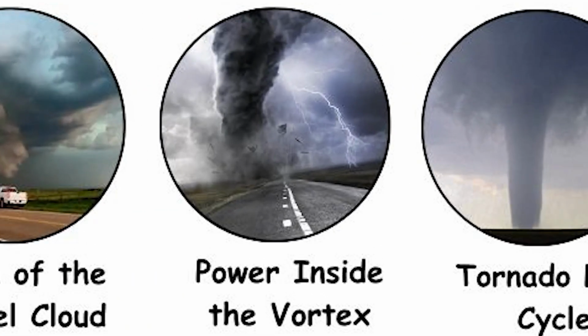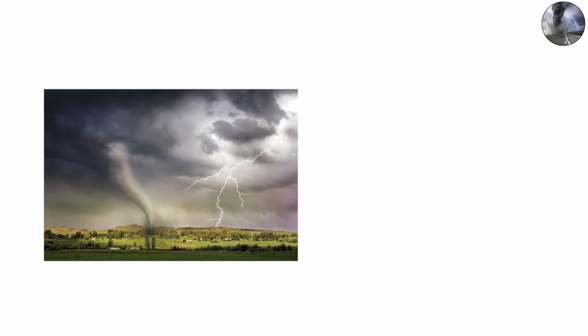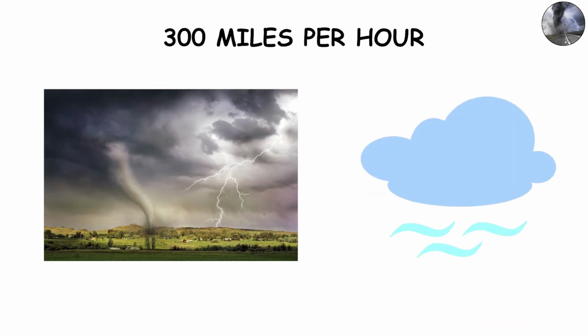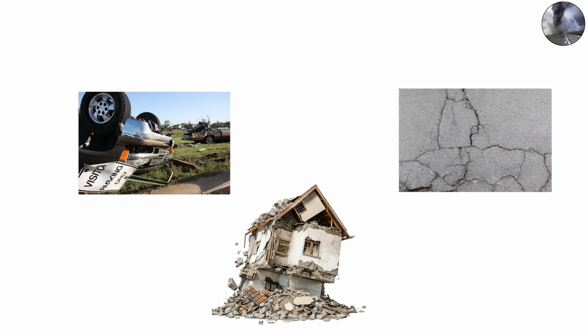The power inside the vortex. Inside a tornado, the physics become extreme. At its center lies the vortex core, where air pressure is at its lowest and wind speeds are at their highest. In the strongest EF5 tornadoes, winds can exceed 300 miles per hour, powerful enough to lift vehicles, strip pavement from roads, and tear houses from their foundations.